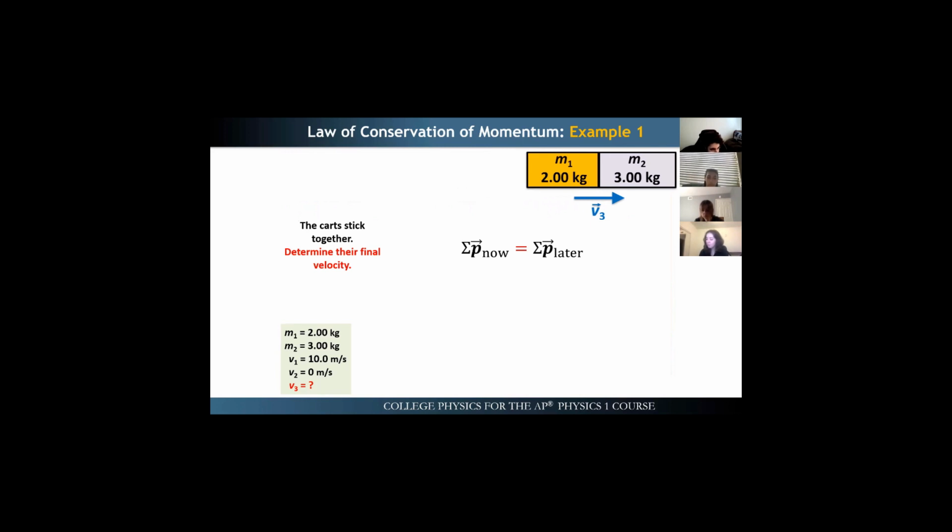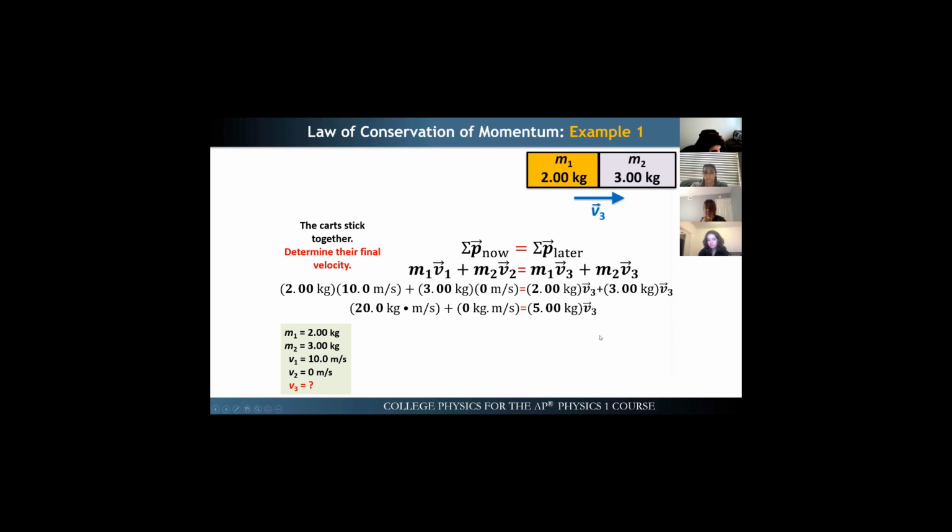So if we think about the before and after picture with our mathematical analysis of momentum, beforehand, we have the momentum of the orange block and the momentum of the purple block, and after they each have their own momentum as well, but they're stuck together, so they have the same velocity. Initially the orange block has a 20 kilogram meters per second momentum, and the purple block has 0 momentum. Afterwards, they're stuck together, so their velocities are the same. So we've got 20 plus 0 equals 5 times the velocity.